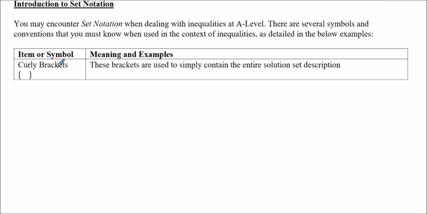The first one is curly brackets, like this. If you've got curly brackets, all these are used for is just to contain the entire solution set description. So in layman's terms, put simply, inside your curly brackets you put your entire answer for the inequality or equation. The curly brackets just contain everything to do with the answer.